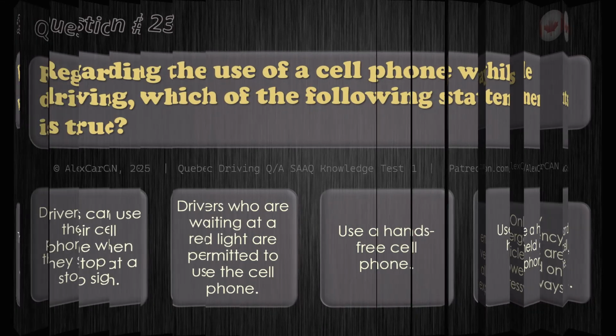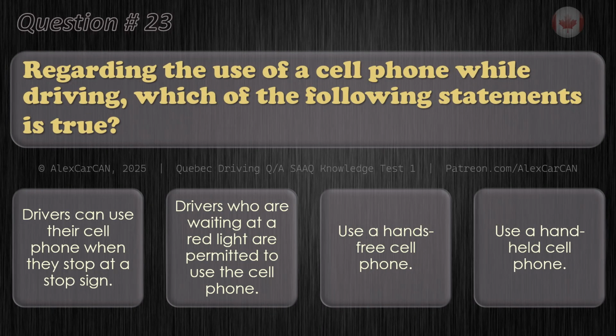Question number 23. Regarding the use of a cell phone while driving, which of the following statements is true? Drivers can use their cell phone when they stop at a stop sign. Drivers who are waiting at a red light are permitted to use the cell phone. Use a hands-free cell phone. Use a handheld cell phone. The correct answer is: use a hands-free cell phone.